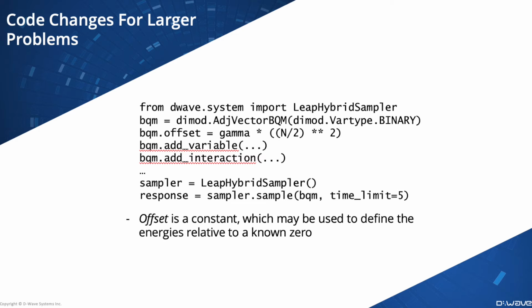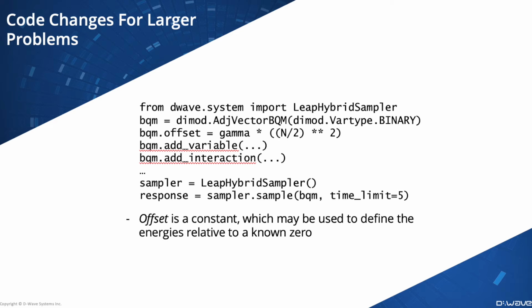So basically the blurb I've shown here: import the Leap Hybrid Sampler, and then instead of the binary quadratic model class that we used in the previous unit, we use one called AdjVectorBQM, which is designed to handle much larger BQM problems. In the third line there, we're setting the offset in this particular problem, which, as we talked about in the previous unit, is a constant you might want to use to define the energies relative to a known 0.